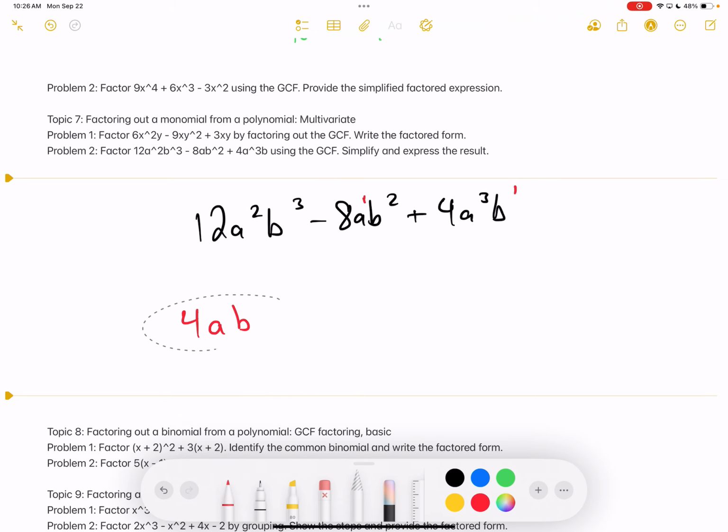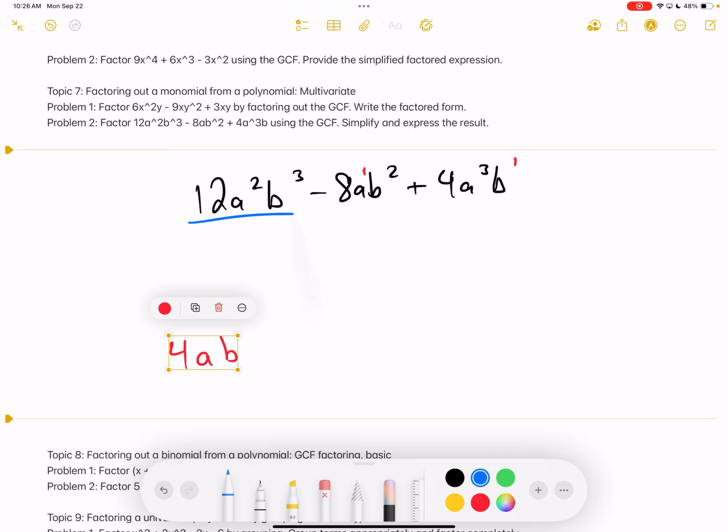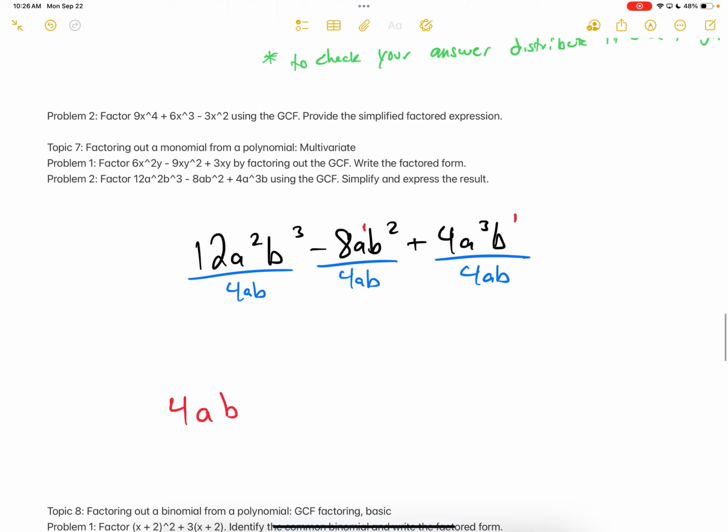If you need to, on a harder problem like this, you are more than welcome to come over here and say, okay, I'm going to take a 4ab from this one, a 4ab from this one, and a 4ab from this one. If it helps you to write that out like that, that's fine.